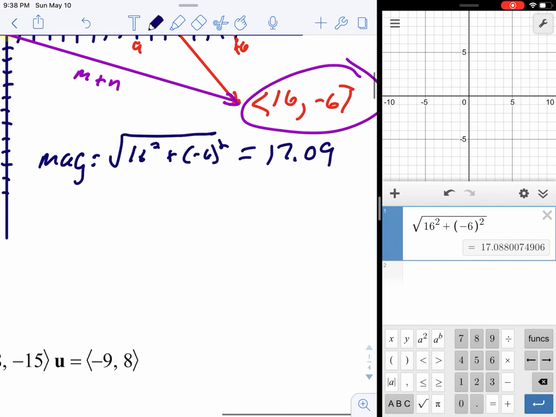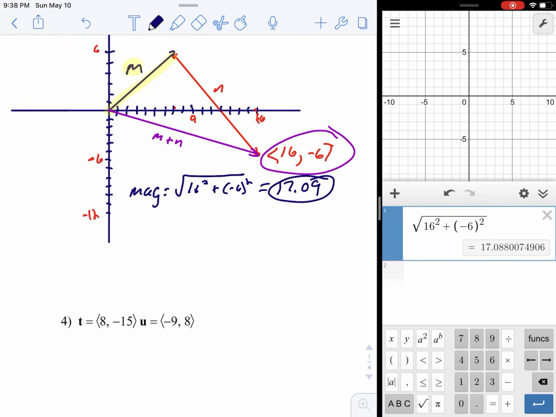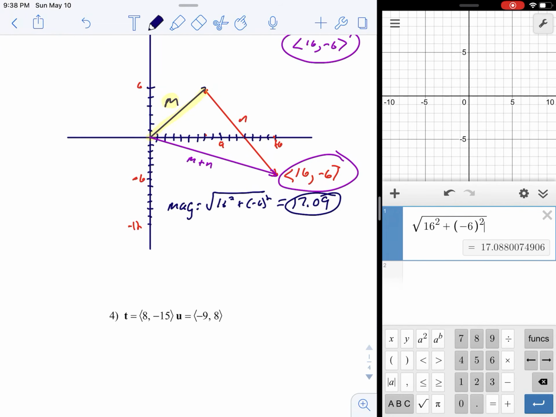So we had a whole assignment on that. I think you breezed through it. It should have been pretty easy. And we don't need to keep the answers in radical form here. We did do that on the first assignment, but a decimal is good enough. So we got that. Now the direction angle.